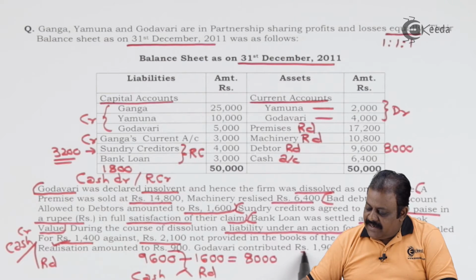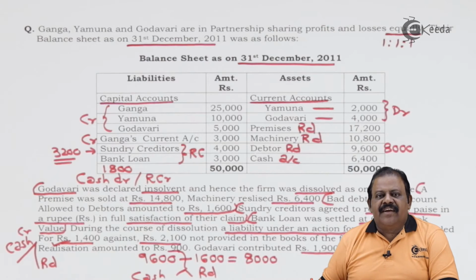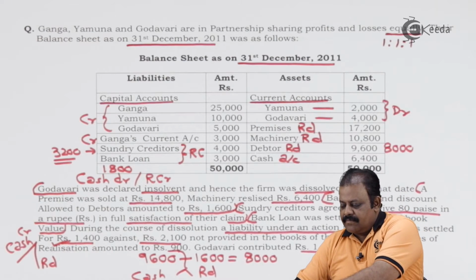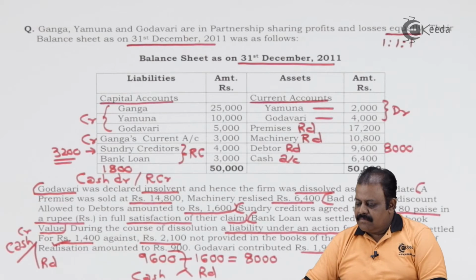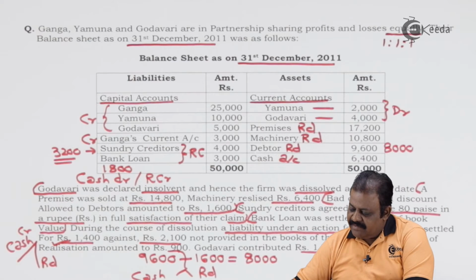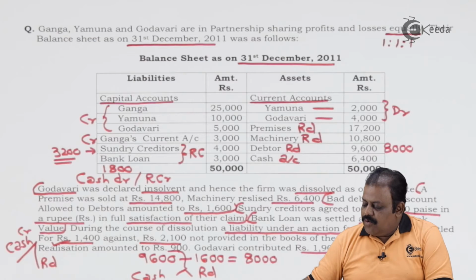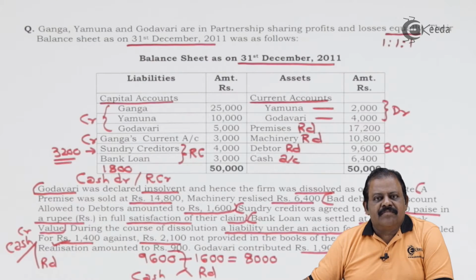Godavari contributed 1,900 from her private estate. That is, the amount recovered from her estate is 1,900. Cash debit and Godavari's account will be credit. Amount received from Godavari, cash will be debited and Godavari's account will be credited.